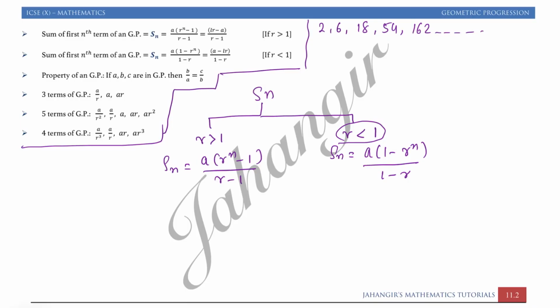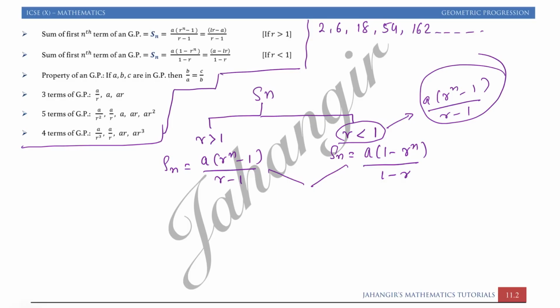But in case you mismatch, if you make a mistake and put the formula a into r raised to n minus 1 upon r minus 1 by mistake, your answer will always be the same. So don't worry about that. Whenever you put some formula by mistake, your answer is always the same. The answer does not change with either formula you take.